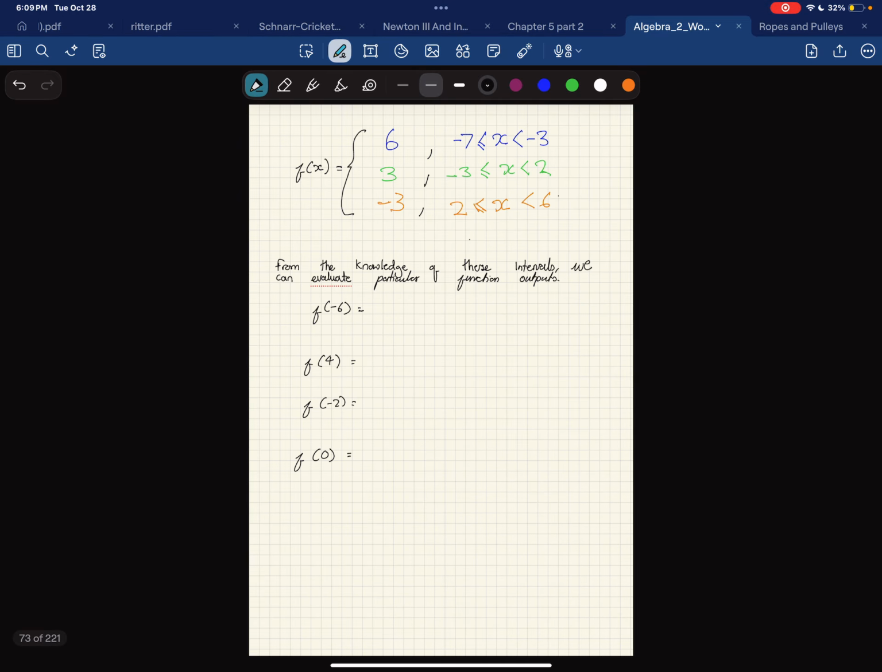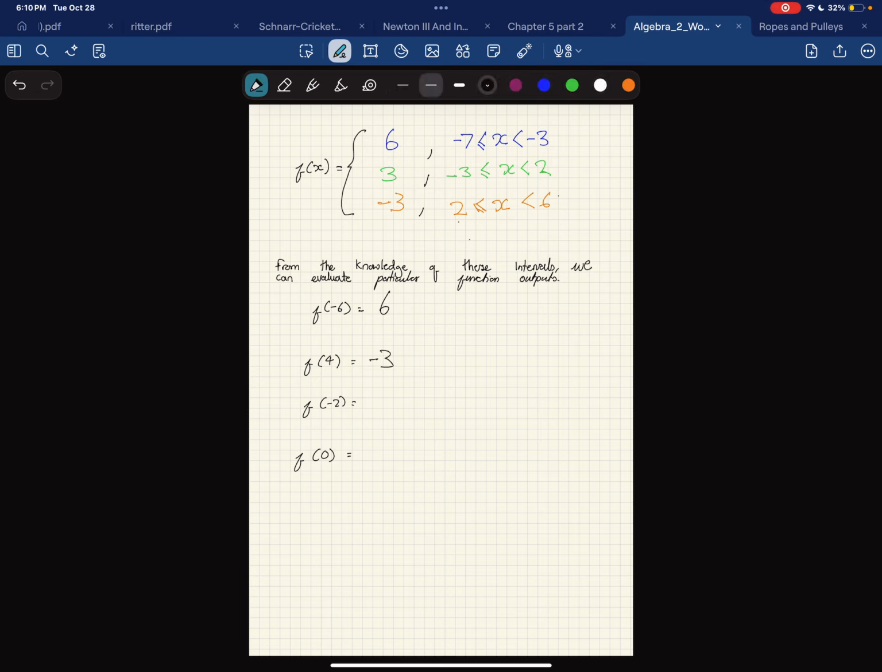So what's the value of my function there? Well, I have a step function, so that's easy. It's 6. Okay. Now, next. What about 4? Where does 4 exist? 4 exists in this region. It doesn't exist in this one. +4 doesn't exist here. It's in between 2 and +6. So the value of my function at that point is -3.